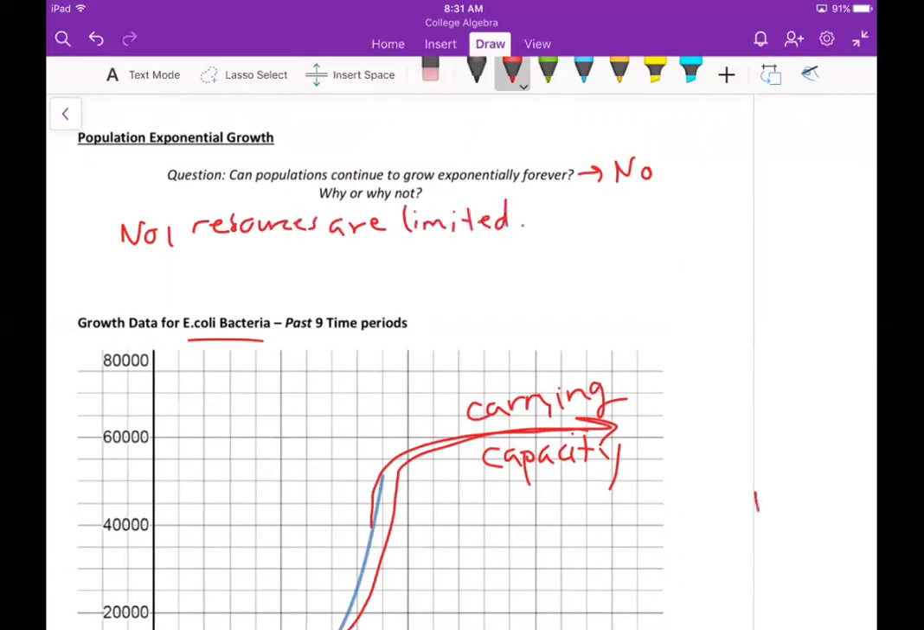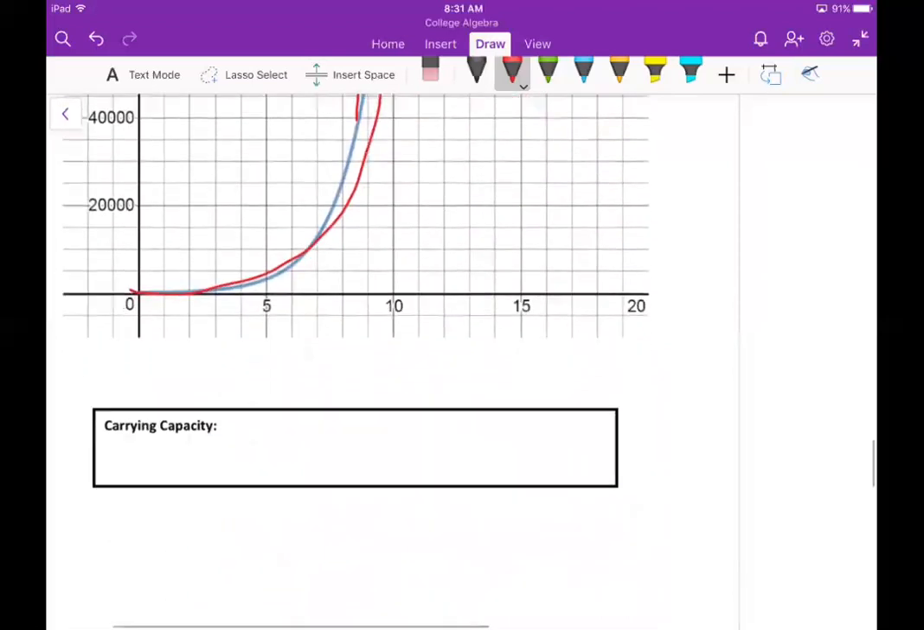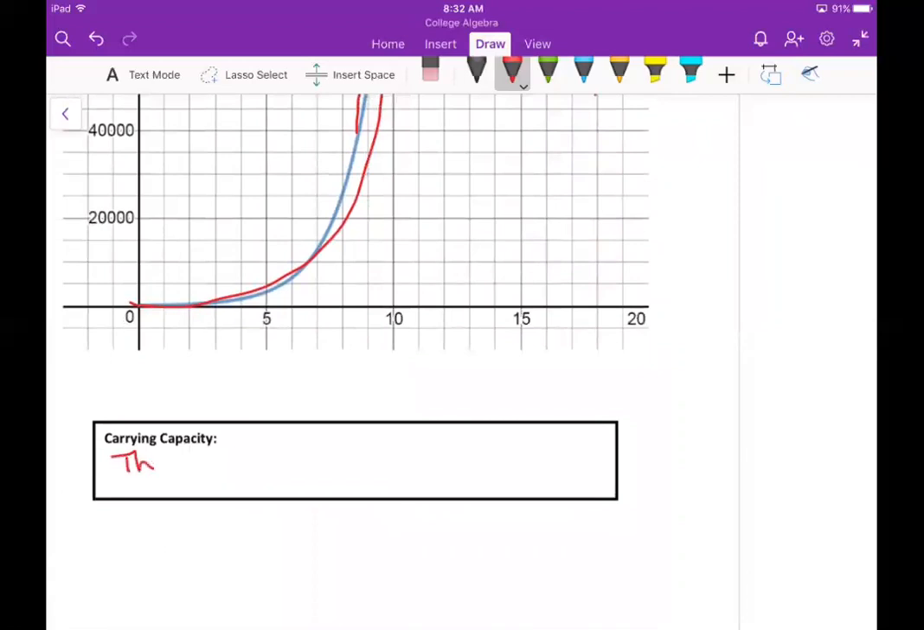And so we'll eventually see them level off. All right. And we'll see that carrying capacity, which again, I mentioned, is just the maximum population available resources can support.